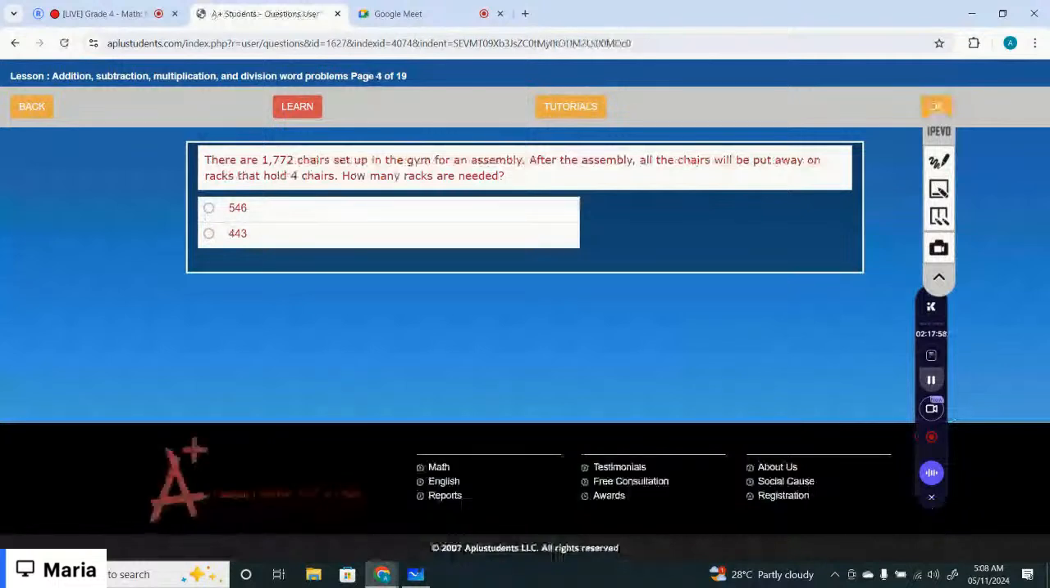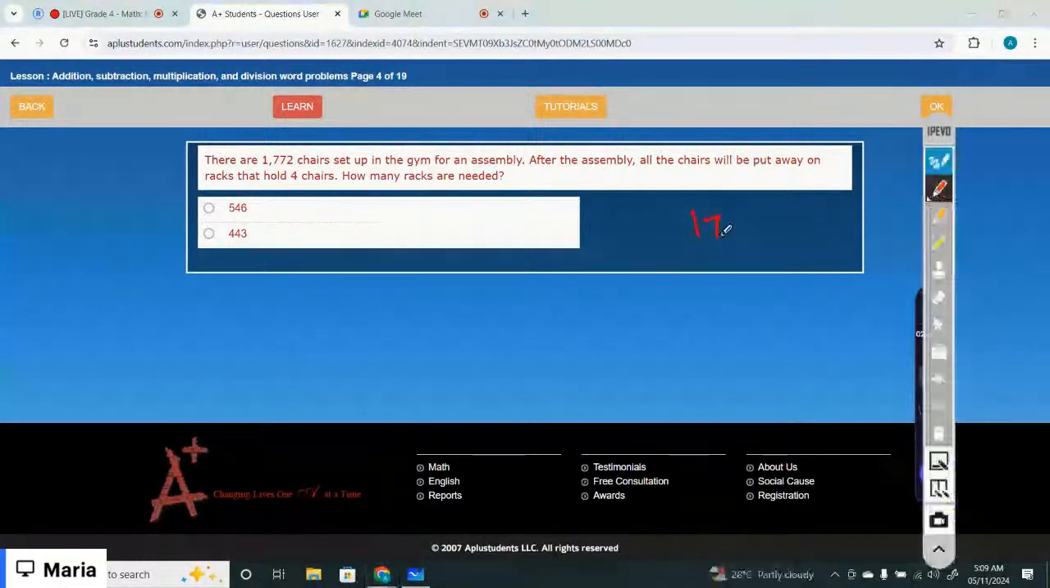There are 1772 chairs set up in the gym for an assembly. After the assembly, all the chairs will be put away on racks that hold 4 chairs. How many racks are needed? So the chairs are 1772, right? So you have to calculate how many racks. Each rack holds 4 chairs.